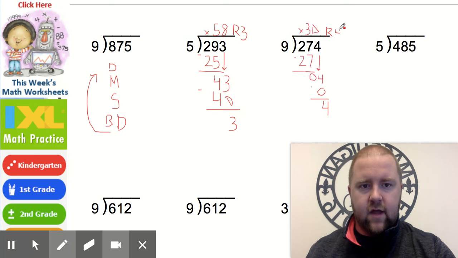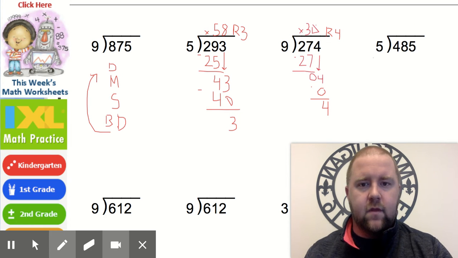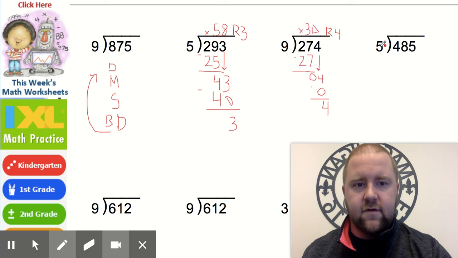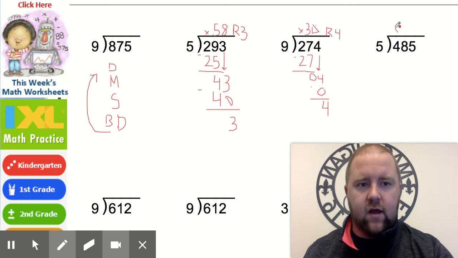All right, the last one I want to do for you is this problem here. These both had remainders. This one doesn't look like it's going to. All right, so divide 5 into 4. It cannot go into 4. 5 into 48 can go 9 times. 5 times 9 is 45. All right, that's my multiplying. Then I subtract. 48 minus 45 is 3.